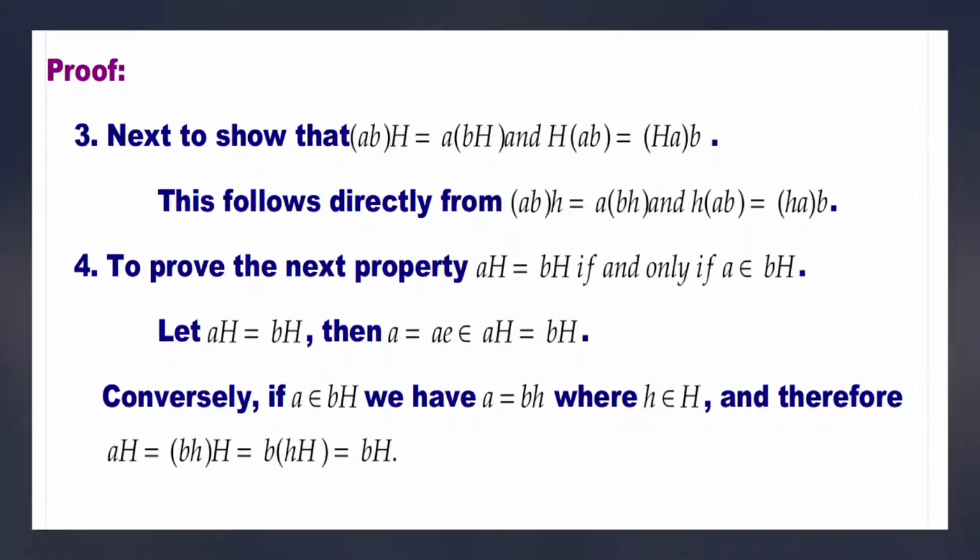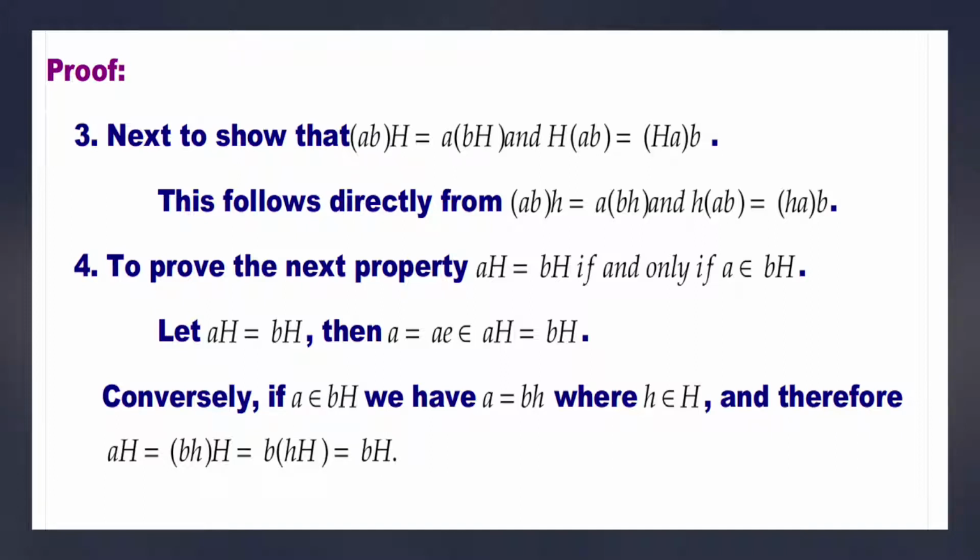The third one, to show that (ab)H is equal to a(bH) and H(ab) is equal to (Ha)b. The fourth one, this follows directly from (ab)H is equal to a(bH) and H(ab) is equal to (Ha)b. To prove the next property, aH is equal to bH if and only if a in bH.